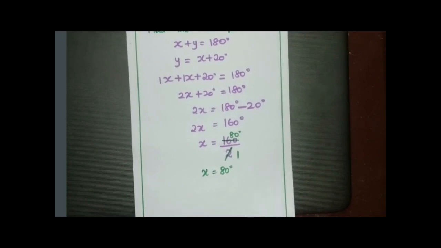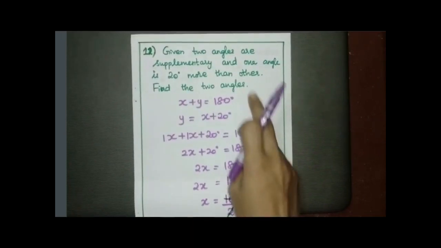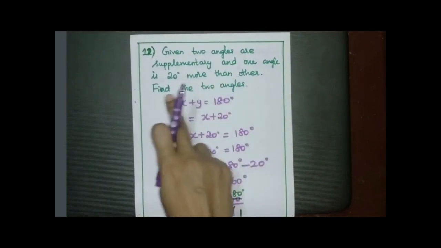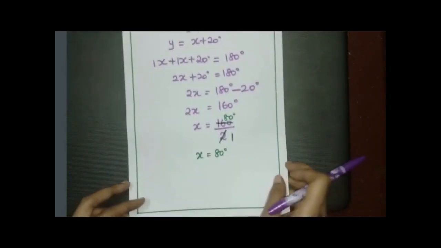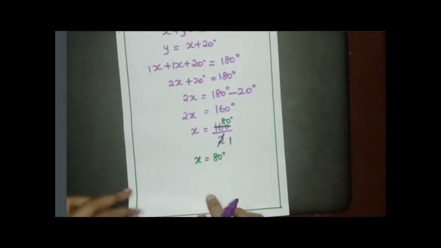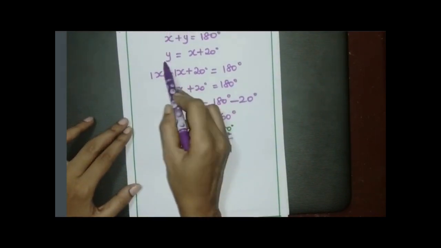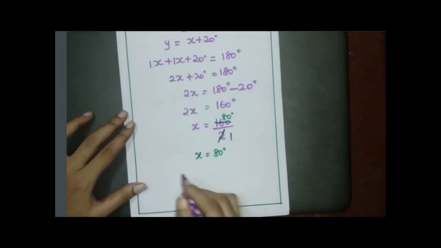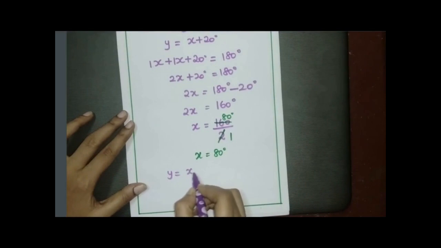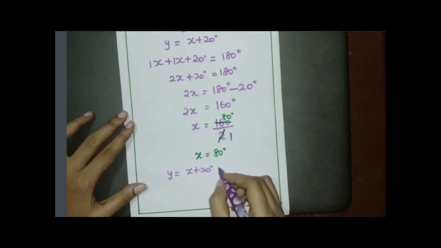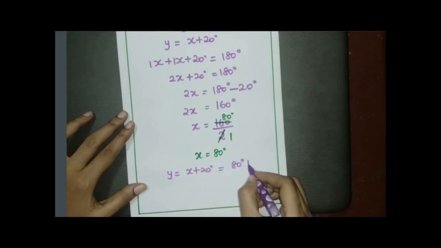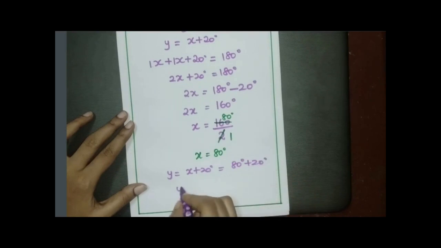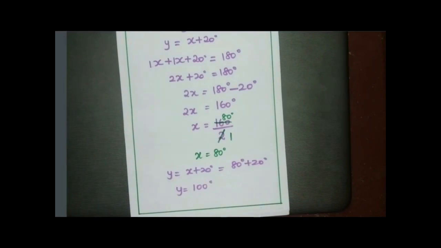So you have to find that supplementary angle. You have to find the two angles. So we have found x. Then what is y? Y is nothing but x plus 20 degree. So y equal to x plus 20 degree. X is 80 degree plus 20 degree. So y is 80 plus 20, 100 degree. Is it clear? Okay.